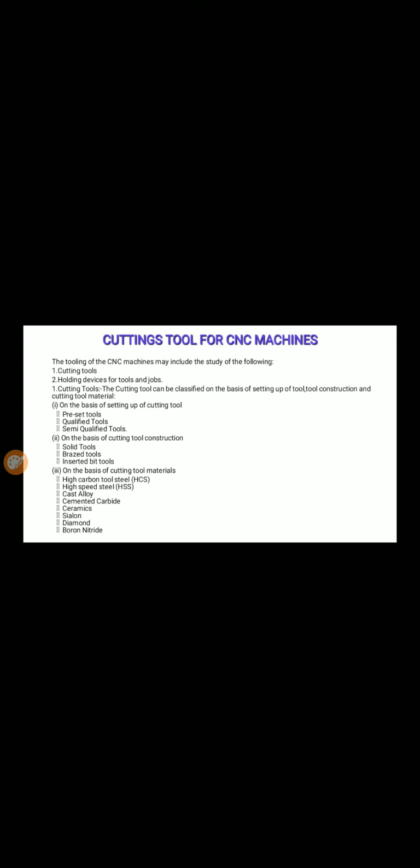So you must keep in mind that the tooling for the CNC machine may include the study of the following: one is the cutting tools and another is the holding device. I must tell you two terms you are familiar with, the jig and the fixture. In conventional machines they have these two things, the jig and the fixture.